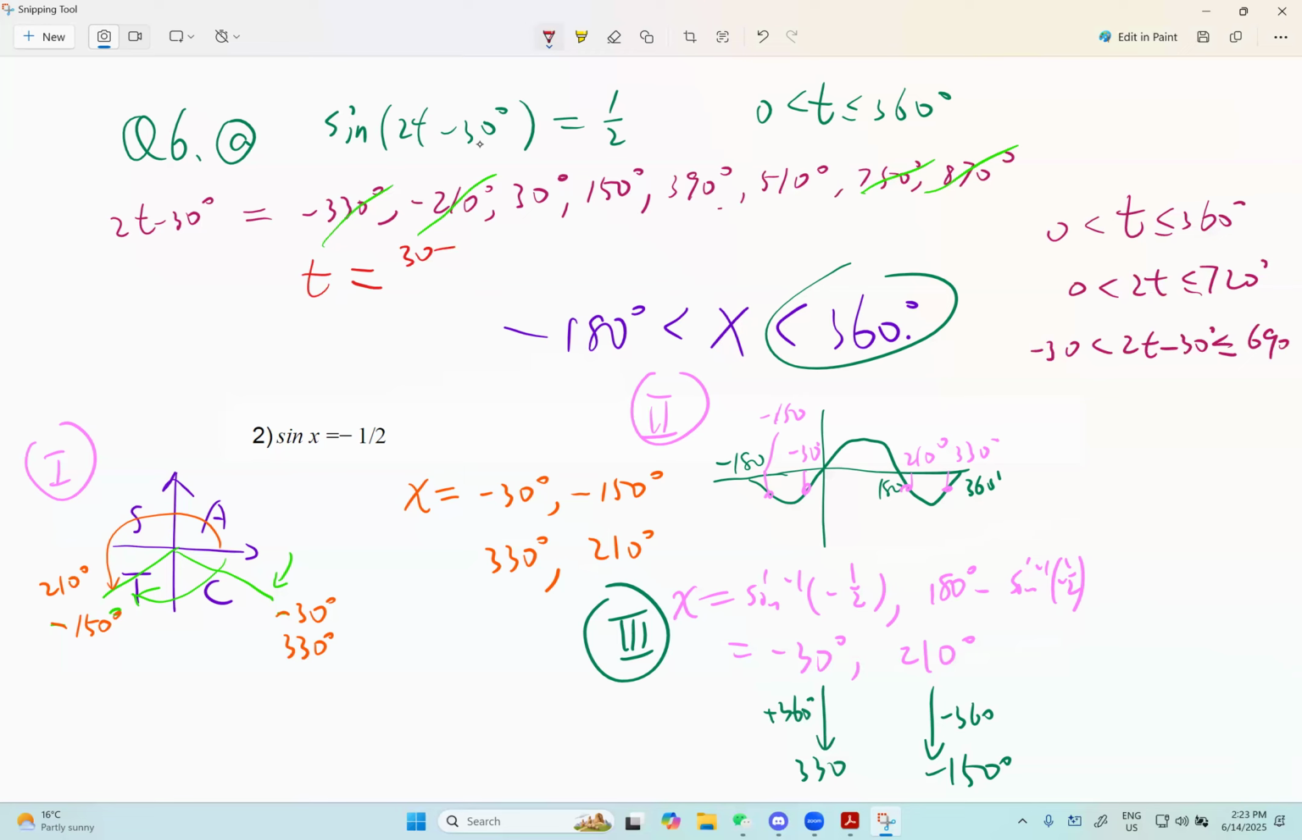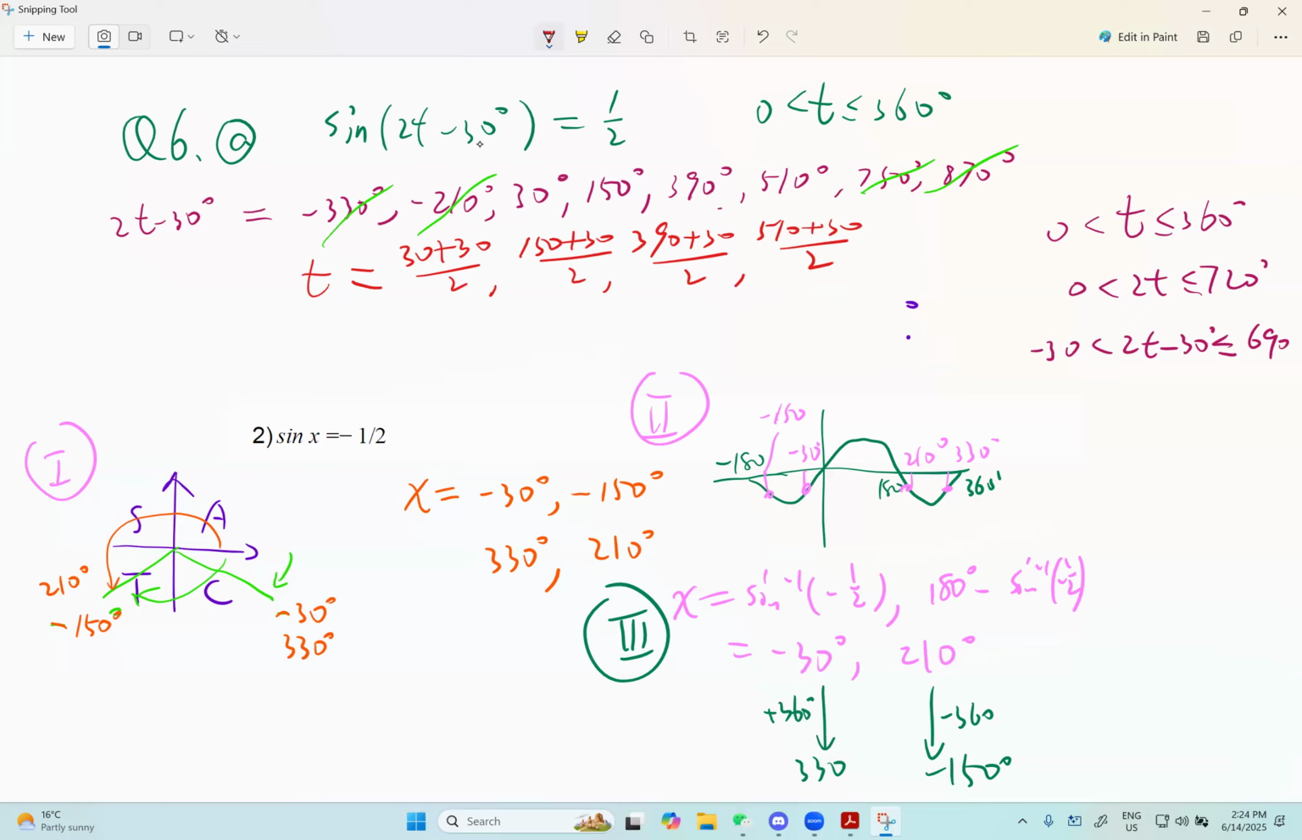The second step, you find the t. All plus 30 divided by 2. So, the final answer. 30, 90, 210, 270. Same answer. Everybody need to do it, huh? 270. Okay.